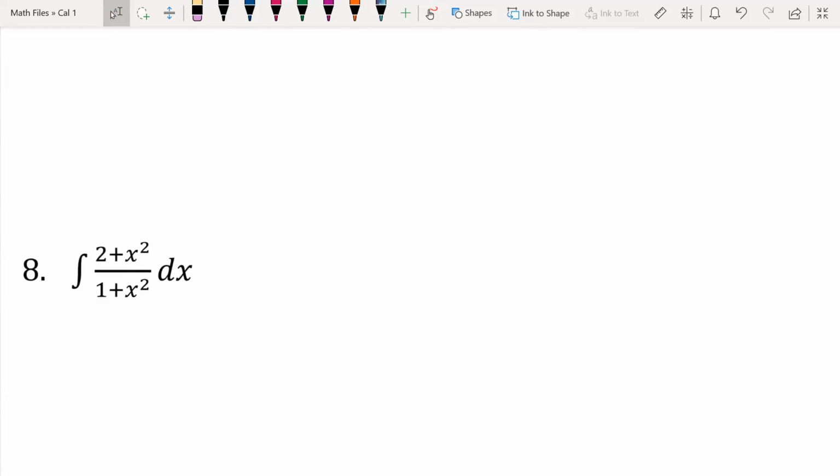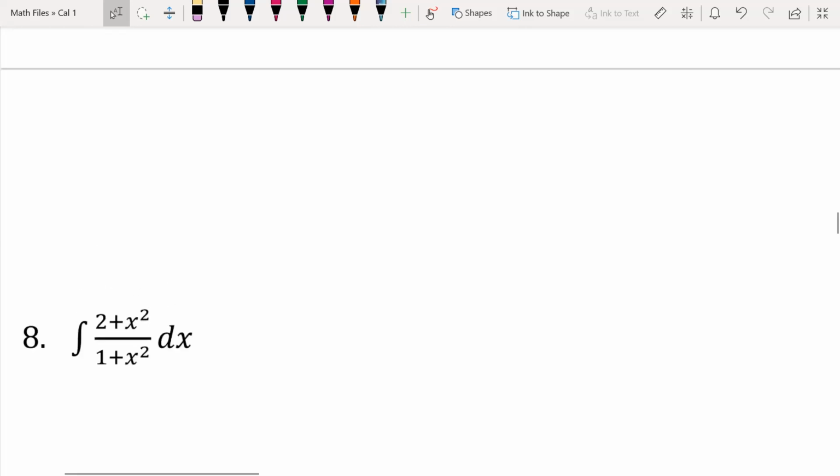Number 8. Okay. So we have the integral of 2 plus x squared over 1 plus x squared dx. Well, we don't know how to find the integral in this form yet without some special techniques. So we're going to have to manipulate this algebraically. One thing that we should note is that the expression inside the integral looks very close to the integral formula for the inverse tangent.